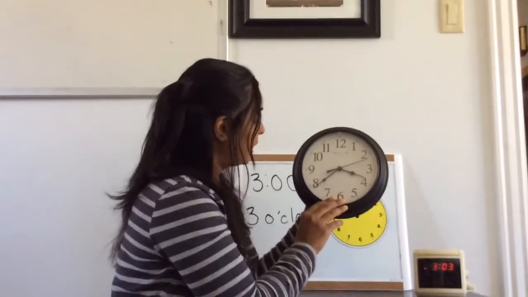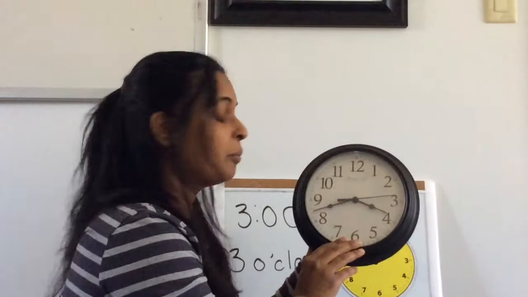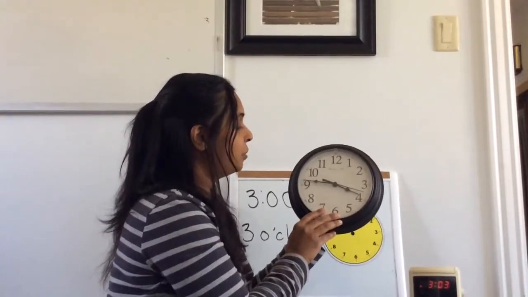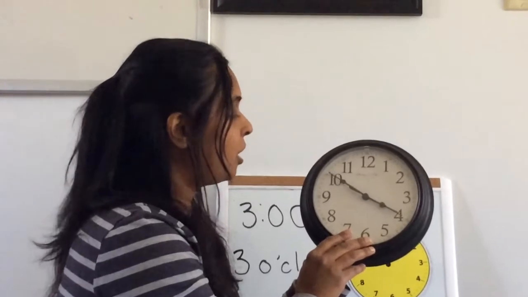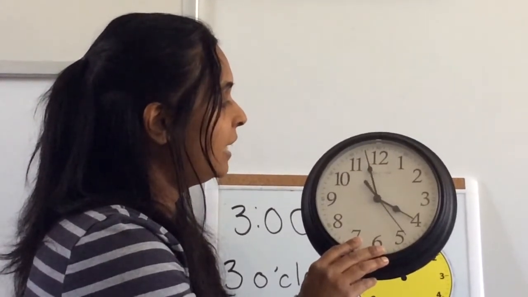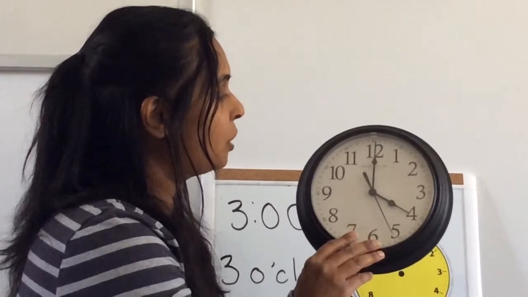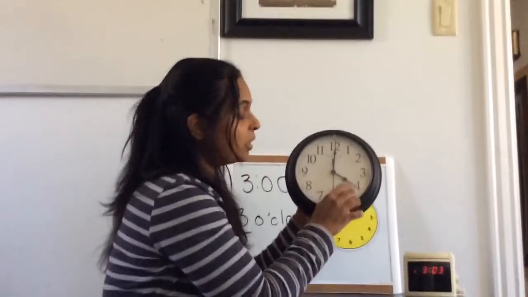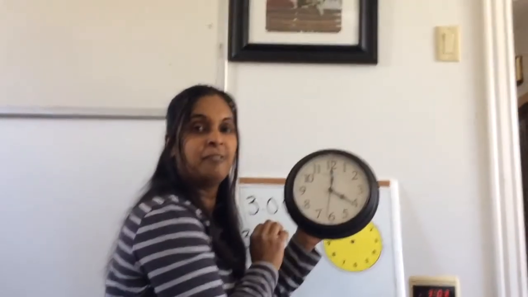Not at o'clock yet. We won't get to o'clock until that long hand is at the 12. So not yet. It's not o'clock yet. All right, and here we are. It's o'clock. That long hand is on the 12, and our short hand is pointing directly on the 4.